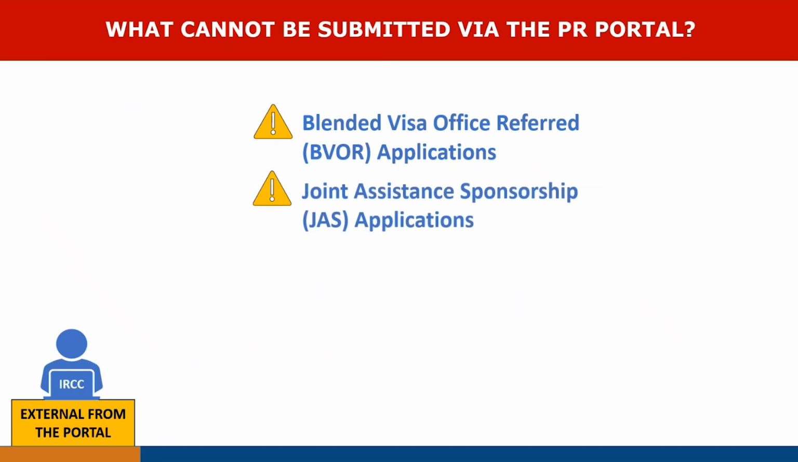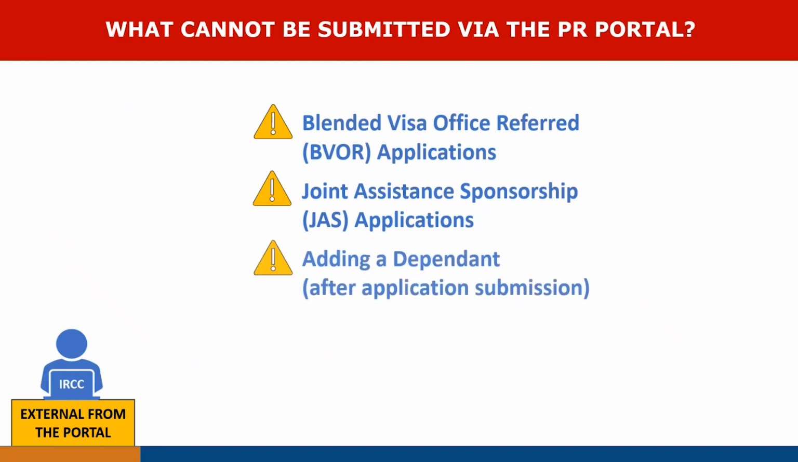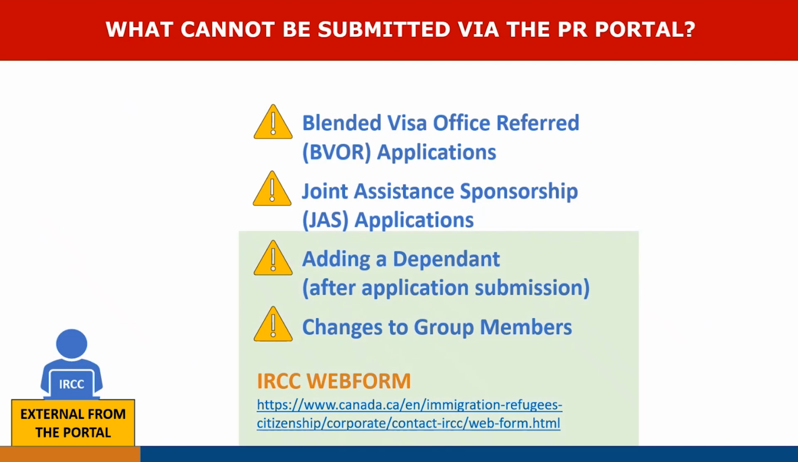And after an application has been submitted to IRCC, you cannot add a dependent via the PR portal. You must contact IRCC external to the portal. The same goes for when you need to replace a group member or to add an immigration representative. You will contact IRCC external to the portal. And you may alternatively use IRCC's web form for making these changes to an application or for any other updates on the sponsorship.